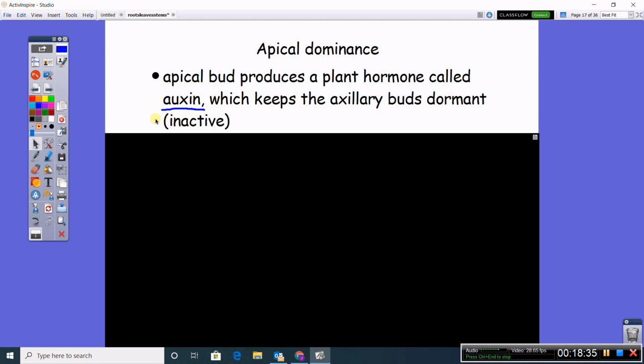Now, when auxin is being produced, that suppresses the growth of axillary buds, because it's kind of like saying you can only grow in one direction at a time. Are you going to grow taller or are you going to grow fuller? So if the apical bud is still there, the axillary buds will not be active.